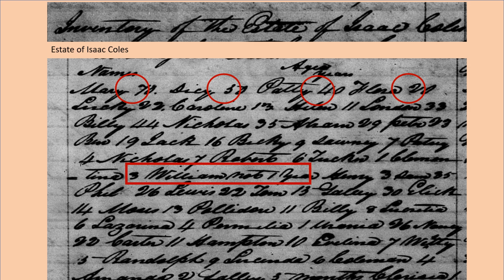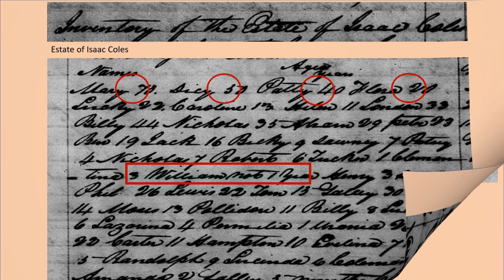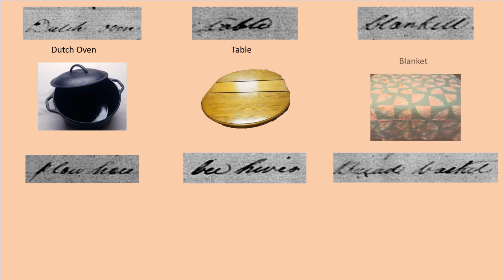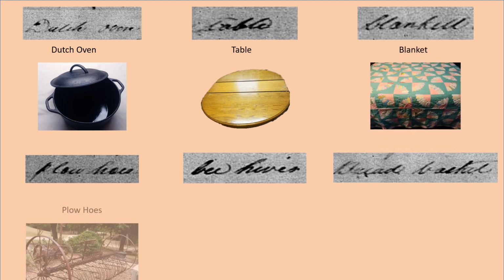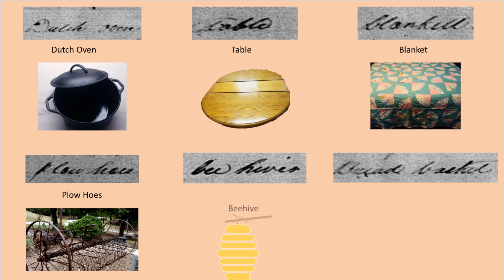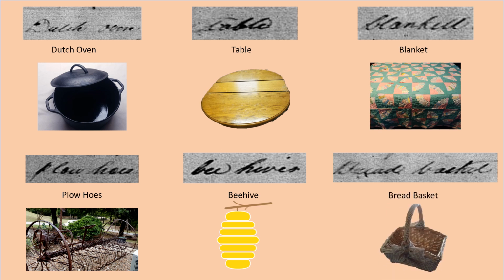Now let's see if you can figure out some of the items found in inventories. Here are a few items found in some different inventories. See if you can read them. Dutch oven, table, blanket, plow hose, beehives, and a bread basket.